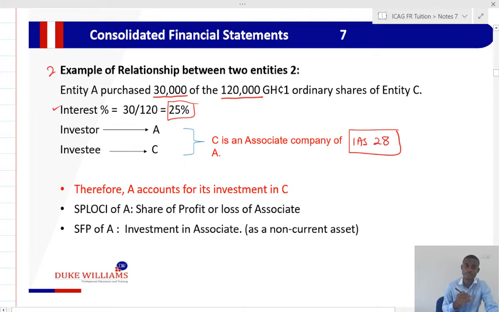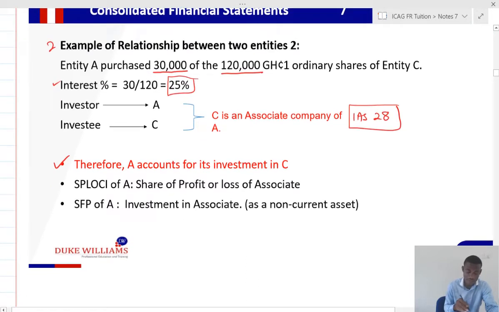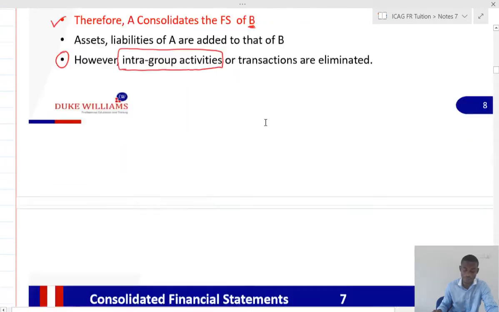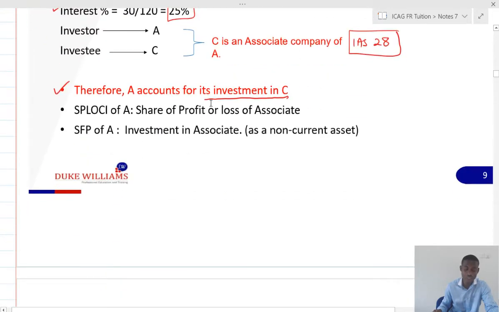Because where entity A is consolidating, entity C will be outside the group. The entity C will not be consolidated. The conclusion here is that entity A accounts for its investment in C. Unlike the earlier example where entity A consolidates the financial statements of B, here when we have an associate relationship, entity A accounts for its investment in C.